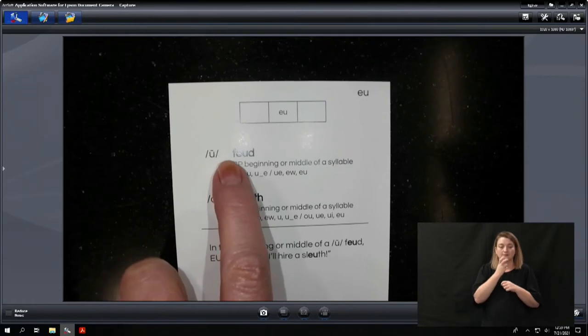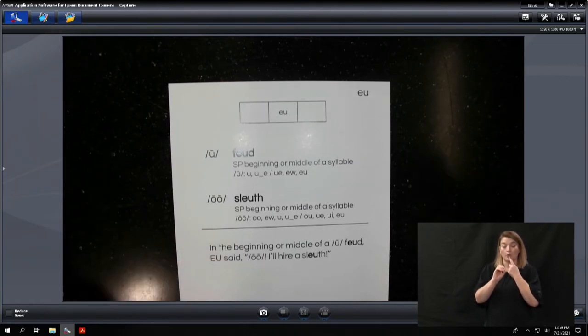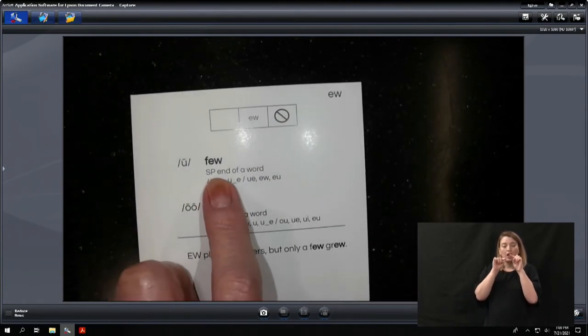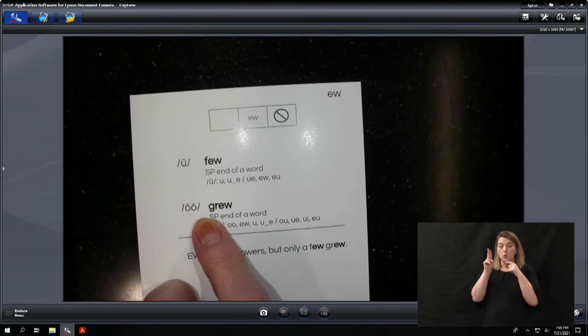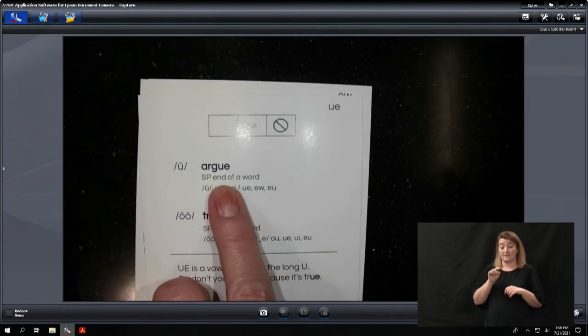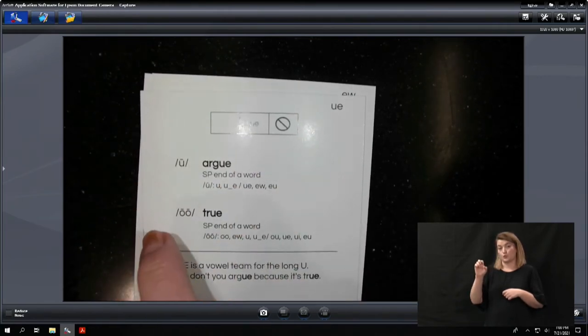So here we have the U sound like in feud and the oo sound like in sleuth, where my mouth is round. Here in the vowel team EW, it makes the two sounds, few, where my chin goes down, but it also says oo, like in grew. And this vowel team, the same thing. It says you, like in argue, and it says oo, like in true. So I just tell my students, when they're introduced to the second sound, the oo sound, anytime a letter says you, it has to say oo too, because of the way it comes out of our mouths.